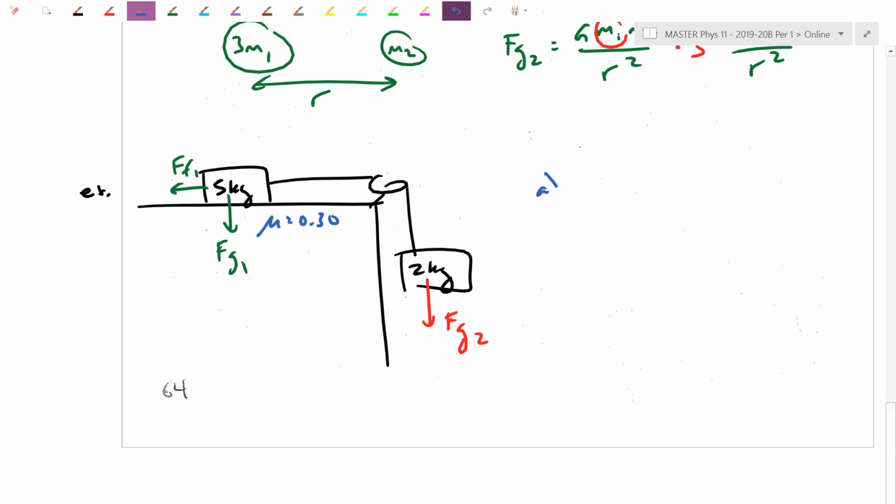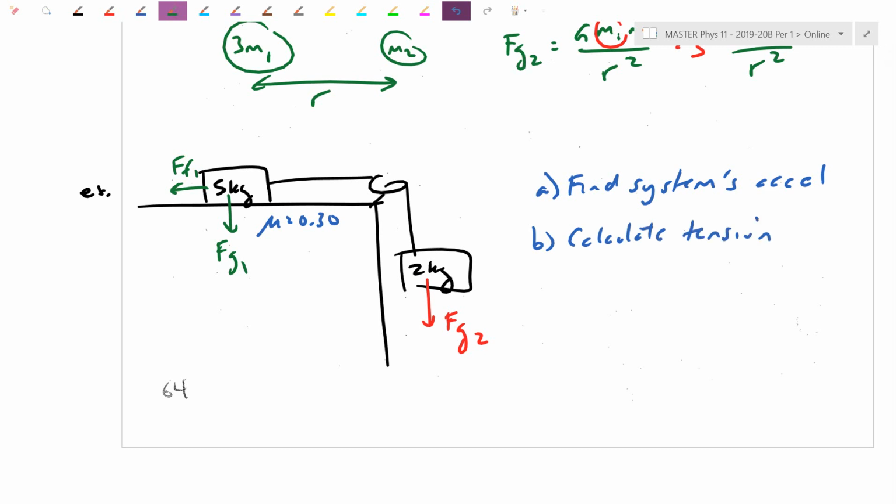I want you to try 2 things. A, find the system's acceleration. Find out how quickly both of the masses travel together. They are connected by the string, so they have to do the same thing, either fall off together or stay together. And B, I want you to calculate the tension. Anytime there's a string, there's a little bit of tautness that's connecting the two here. I want you to find the tension. So if you can pause it here, try it for yourself.